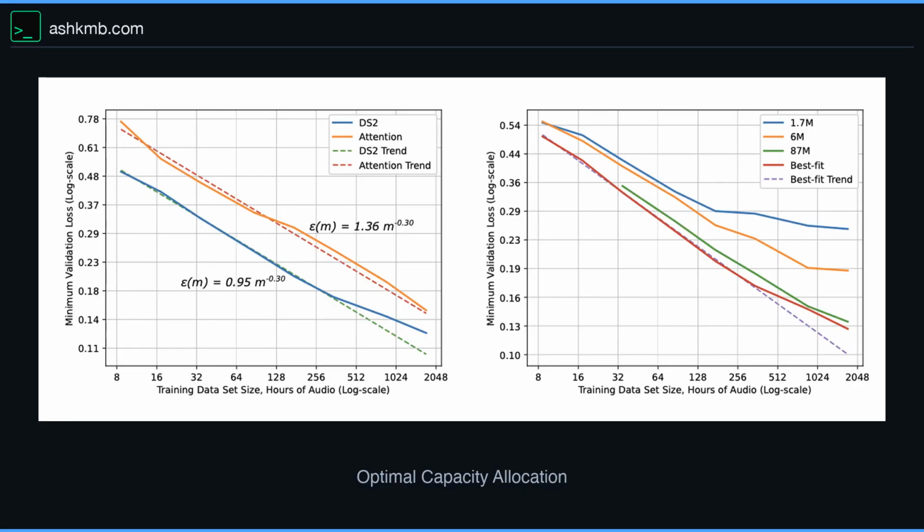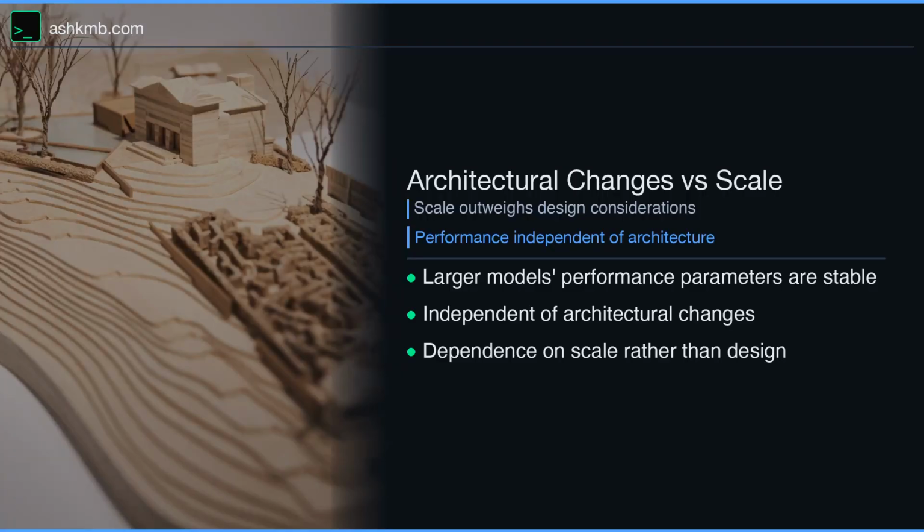Optimal capacity allocation is crucial for model performance. Efficiency is maximized when model size and dataset size increase in tandem, with larger models requiring fewer data points to reach a given loss. Architectural details matter less than scale. The performance parameters of larger models are largely independent of architectural changes, indicating a stronger dependence on scale than design.